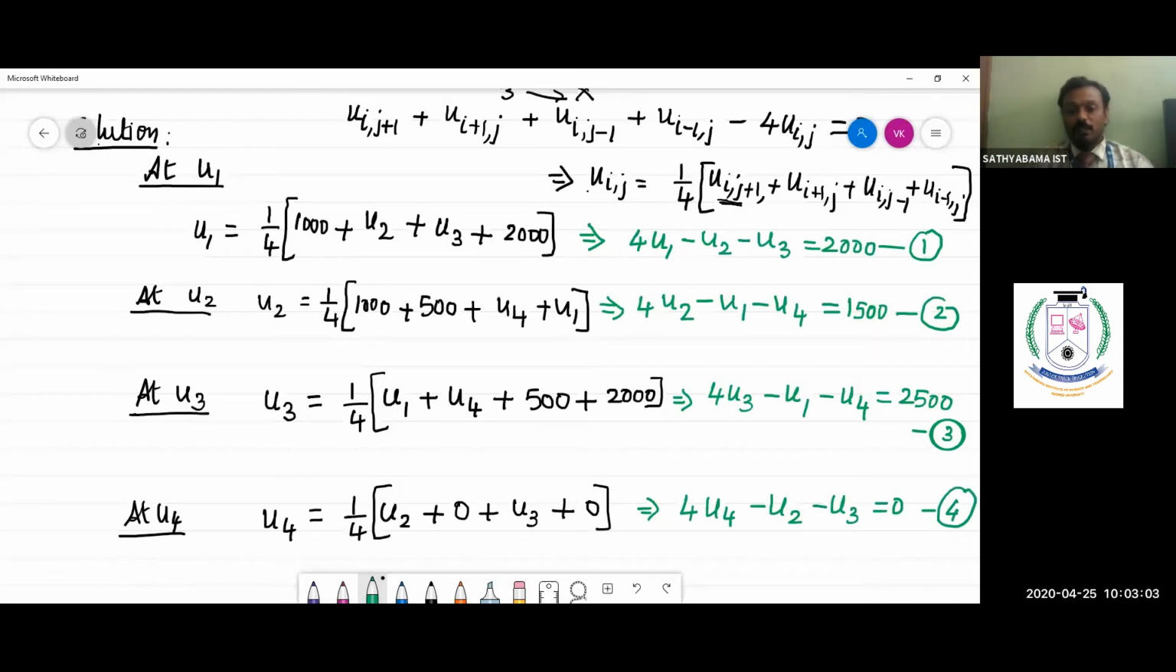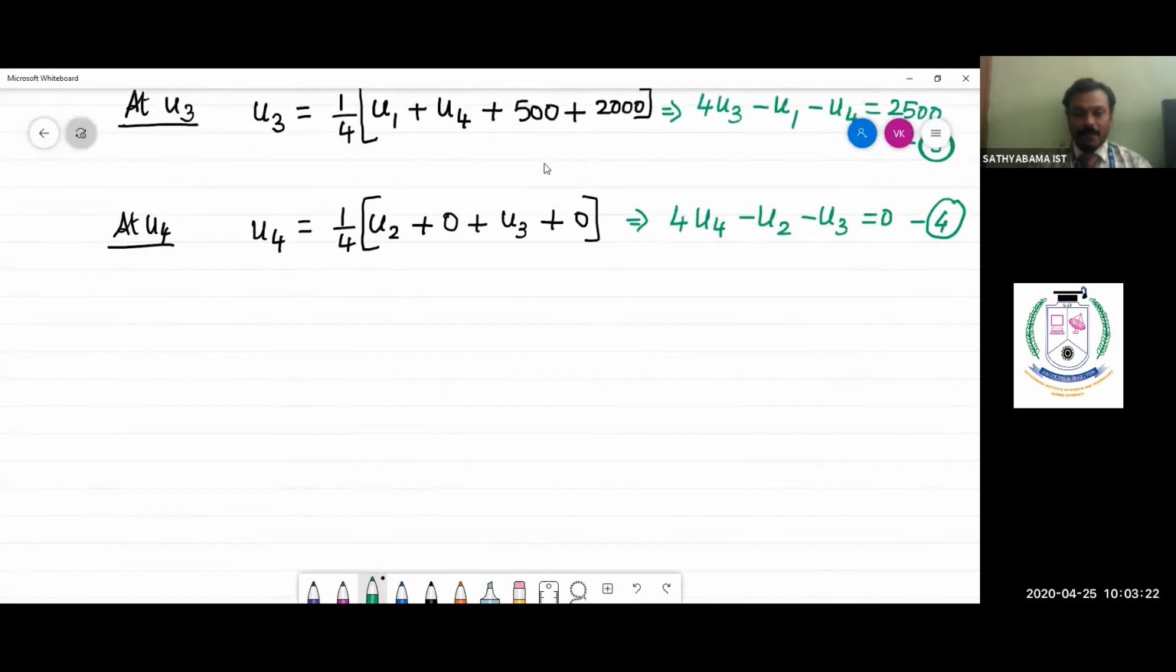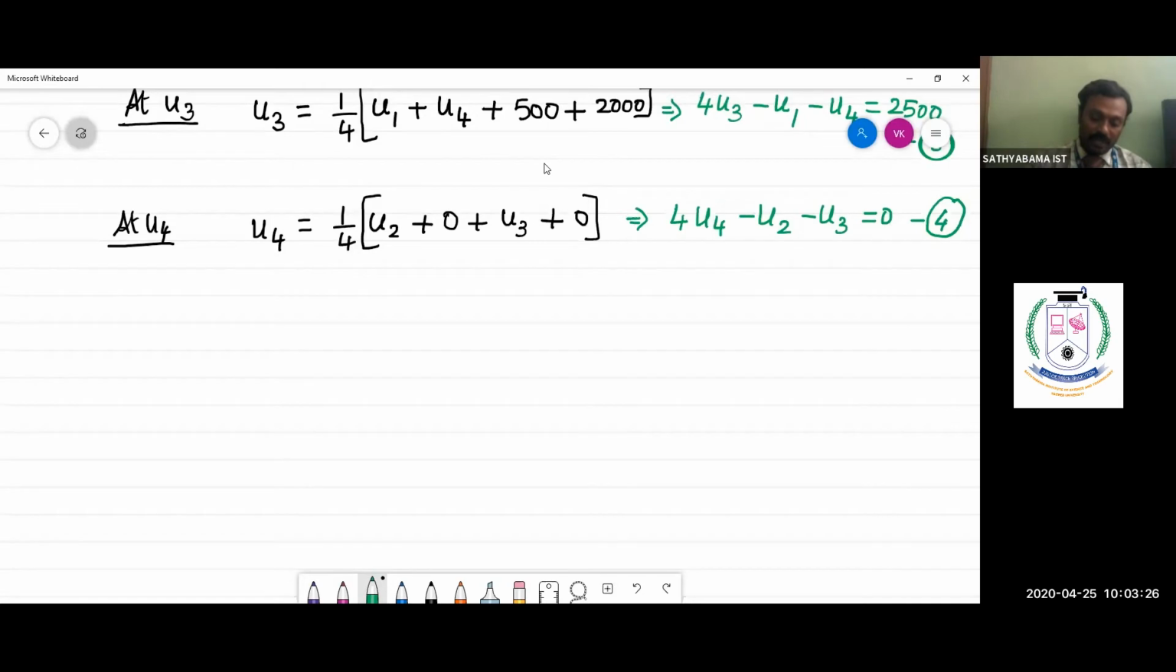Now it's the usual way of elimination. We can find u1, u2, u3. We have got all the 4 equations. Now first reduce it into 3 equations, 3 unknowns. So reducing into 3 unknowns, we get the following equations from equation 1, 2, 3 and 4.